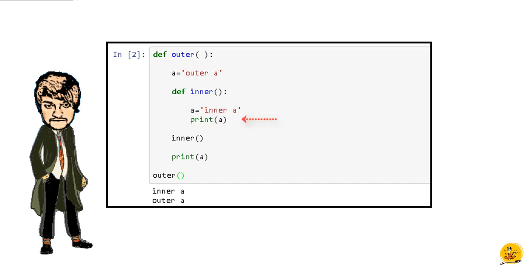Then we print variable a. Now Python uses the LEGB rule. It checks variable a in the local scope of the inner function, and since variable a is found inside the function, that's why it prints the output as inner a. Then we print the variable a again inside the outer function. It checks variable a in the local scope of the outer function, and since variable a is found inside this function, that's why it prints outer a.